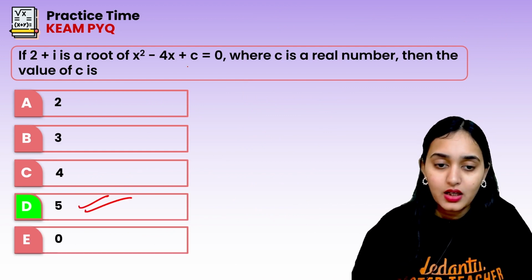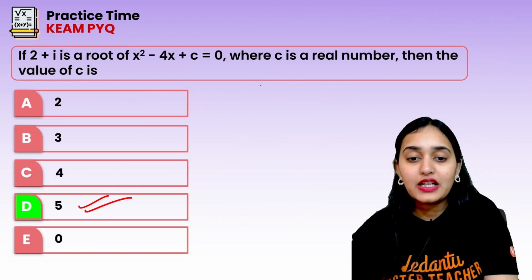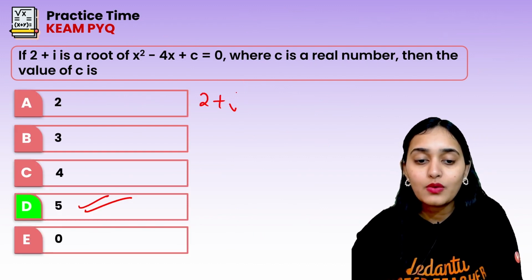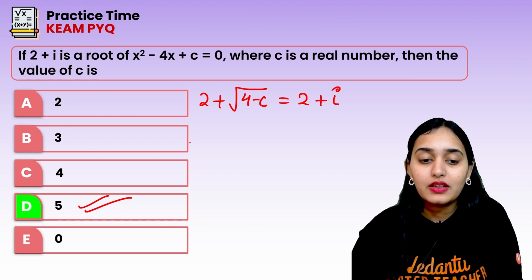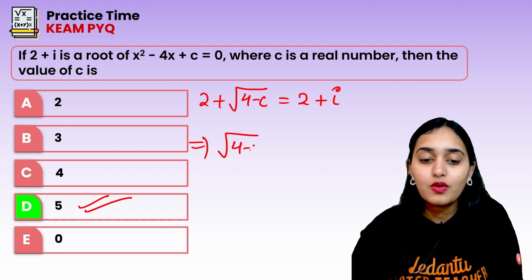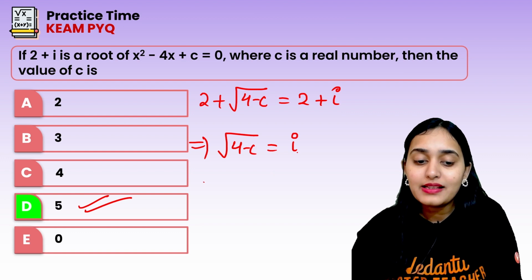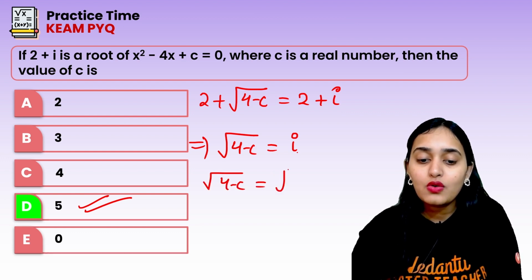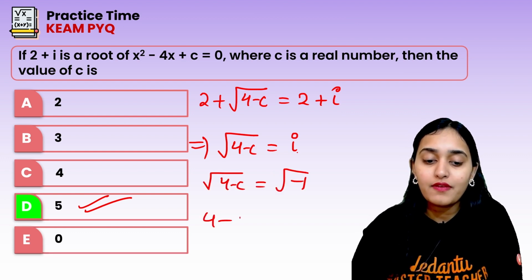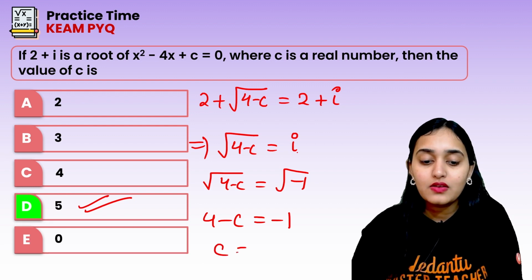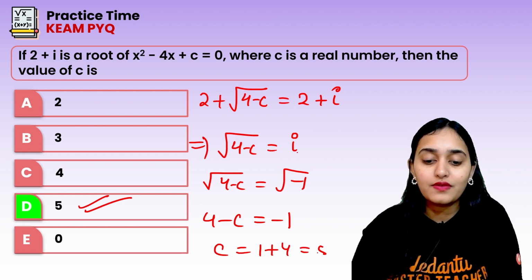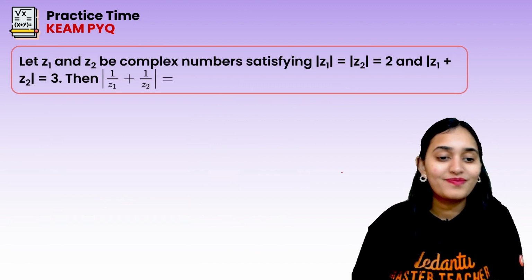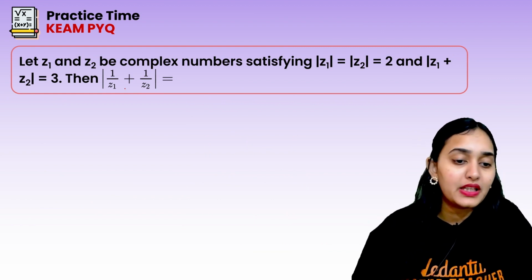Okay. So basically we got 2 plus square root of 4 minus c is equal to 2 plus i. So this implies that square root of 4 minus c is i. Now what is i? i is root over minus 1. So from here we get 4 minus c is minus 1. So c is 1 plus 4, that is 5. Understood? Next, super easy question.